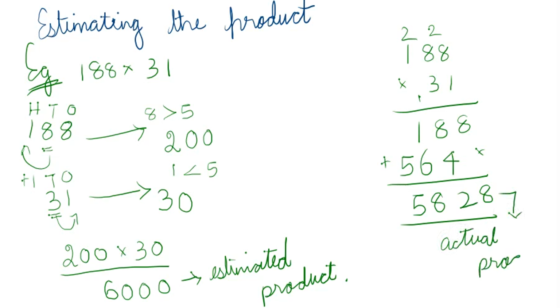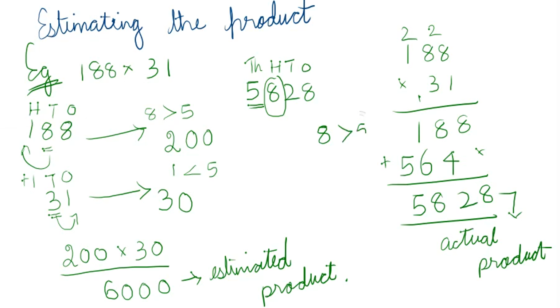So now we will try to round off our actual product to the nearest thousands place, because this is a 4-digit number and our highest place value is 1000. So since we have to round it off to the nearest 1000, we'll just have a look at the hundreds place. In our hundreds place, we have got 8, which is greater than 5. Hence, we will be adding 1 to our thousands place, and that becomes 6, and the remaining 3 place values, hundreds, tens and ones, will be replaced by 0. So you see, we have got the same estimated product.